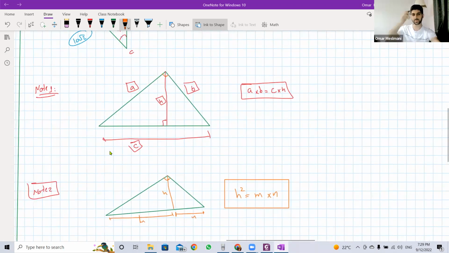These are what we call the properties of a right angle triangle: the height multiplied by the hypotenuse equals the legs multiplied together. And here, the height squared equals the first part multiplied by the second part. But you have to make sure that this is a right angle triangle, and this is the right angle.